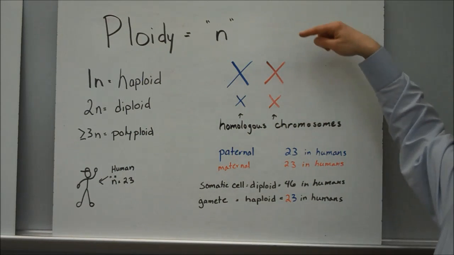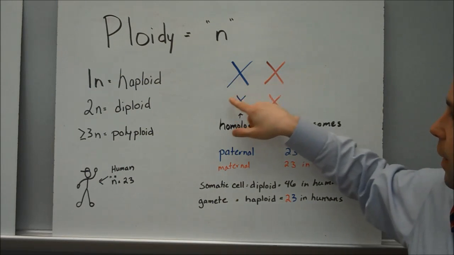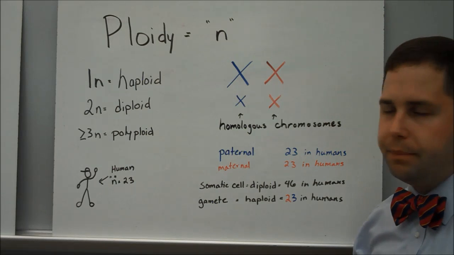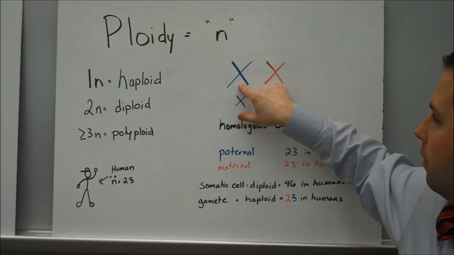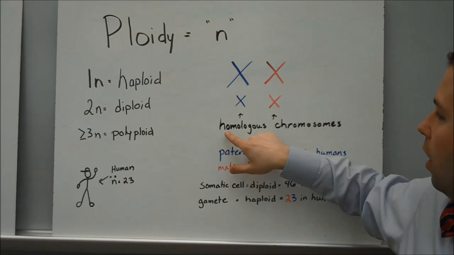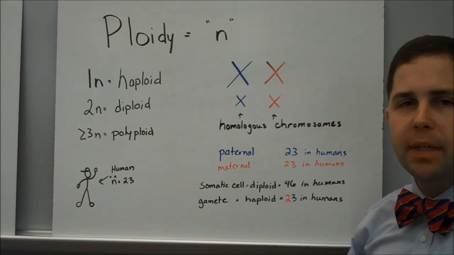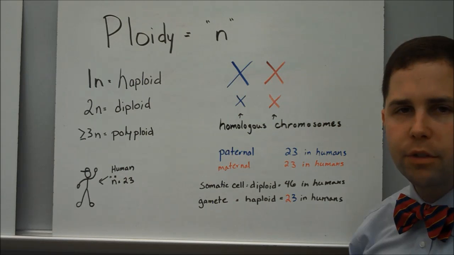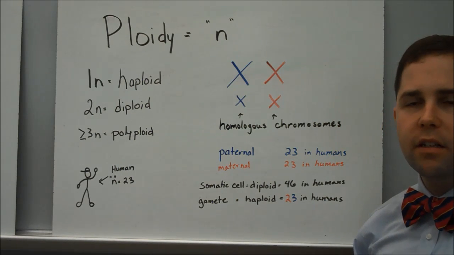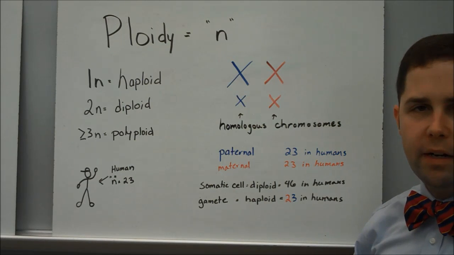Well, let's look at these drawings of X's. These X's represent chromosomes that are found in your cell. In fact, these pairs of X's, one red and one blue, and one red and one blue, are called homologous chromosomes. They're called homologous chromosomes because they're almost identical. They just have a few differences. The reason they're almost identical is because these homologous chromosomes actually come from both of your parents.